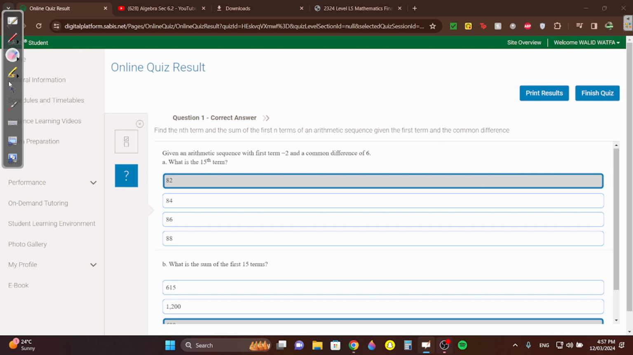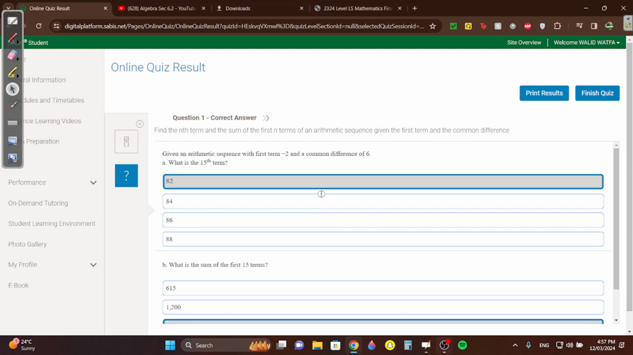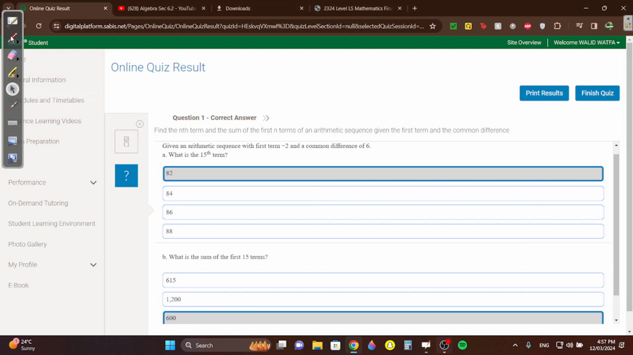What's the sum of the first 15 terms? Let me go up a bit so you can see. The sum Sn equals n over 2 times a1 plus an. So the sum of the first 15 terms equals 15 over 2 times a1, which is minus 2, plus a15, which is 82. We found it. And you get 600.